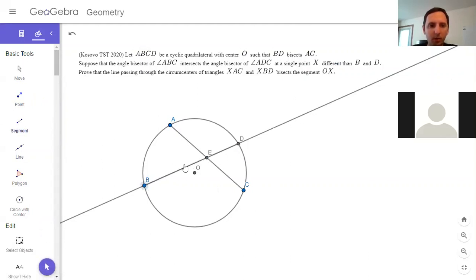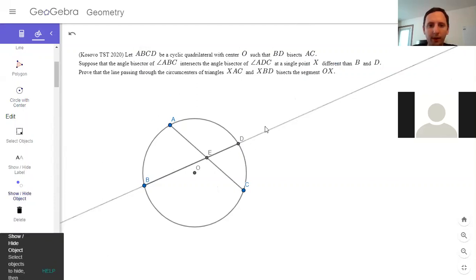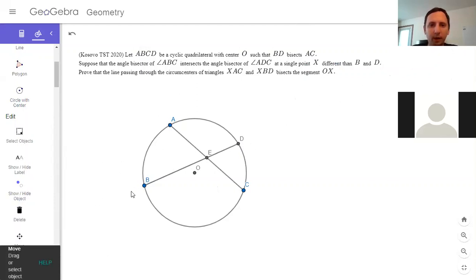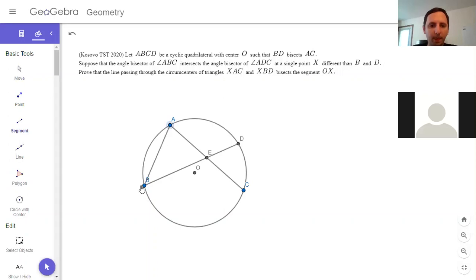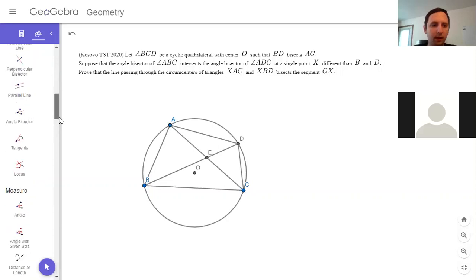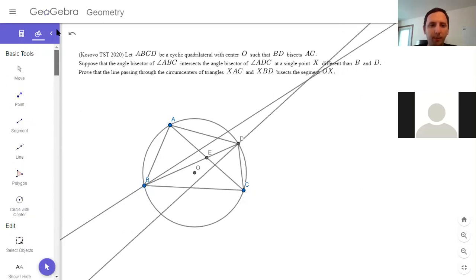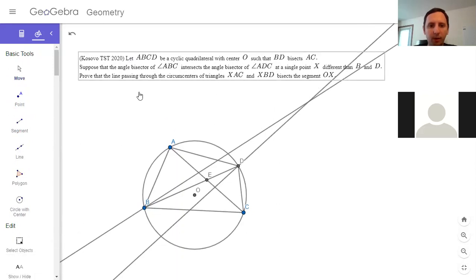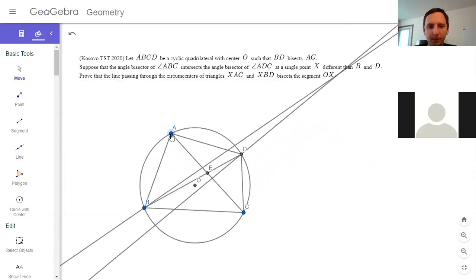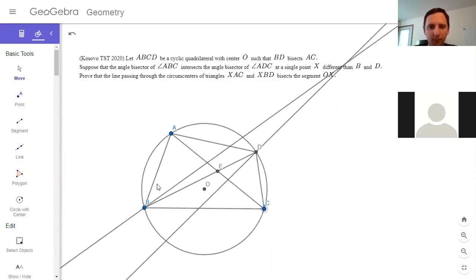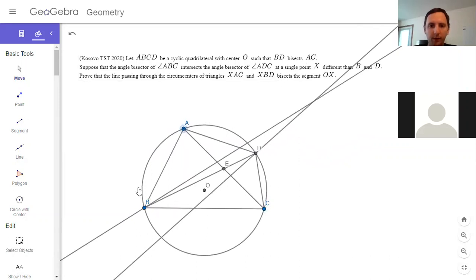Okay. Suppose the angle bisector of angle ABC intersects the angle bisector of ABC at a point X. All right. I'm just going to draw on the sides of the cyclic quadrilateral. So obviously each of these angle bisectors will meet at the midpoint of the opposite arc of the circumcircle. Let me see if I can make this a little nicer. That looks okay. They intersect at a point X.